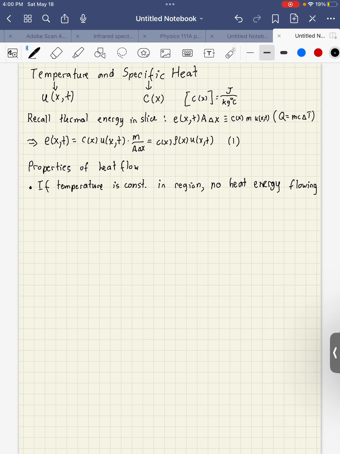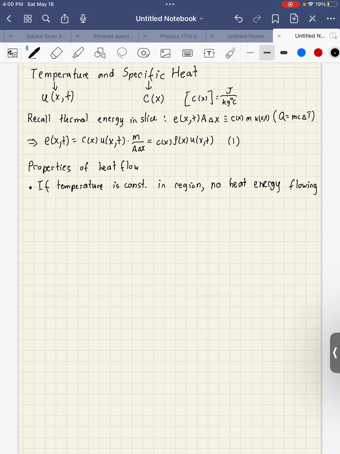No heat energy is flowing, and that makes sense. Why should there be heat energy flow if there are no temperature differences at all? If my body temperature is the same as yours and we shake hands in greeting, you will realize nothing will happen. You will not feel cold or hot, and I will not feel cold or hot.